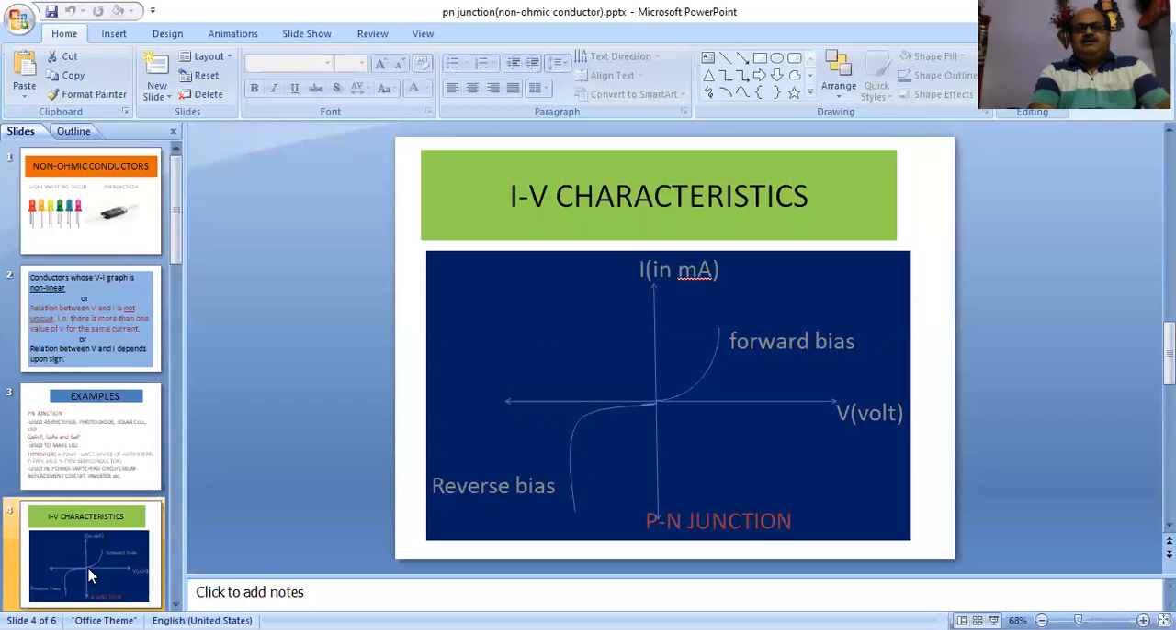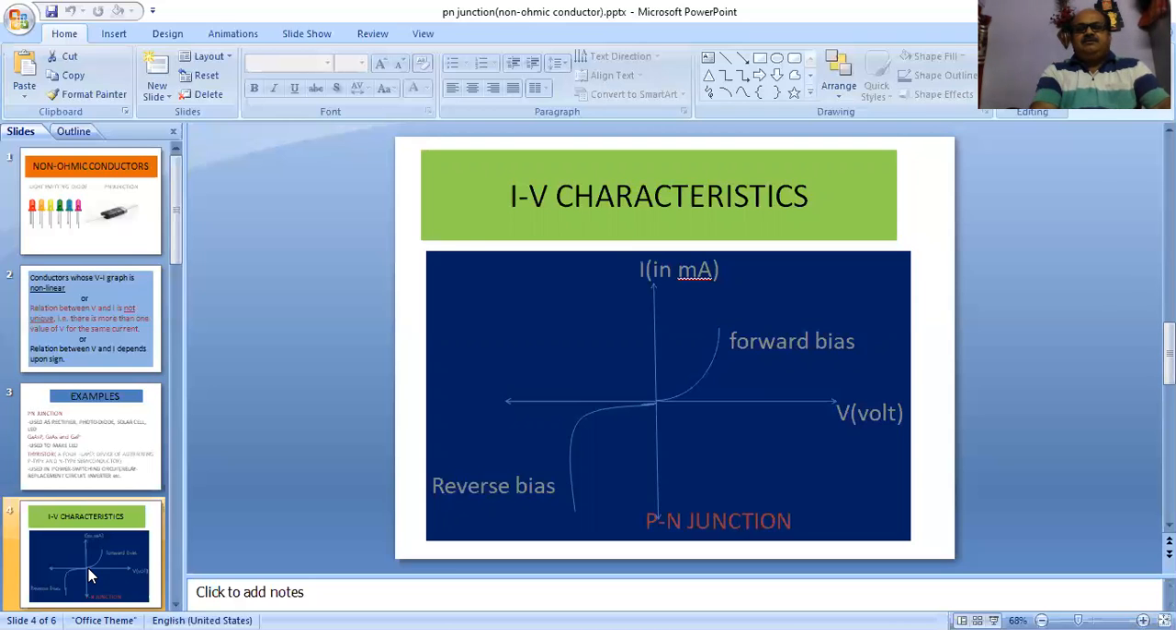This PN junction is connected in the circuit in two ways. First is called forward bias, and second is reverse bias. In forward bias connection, P section is connected with the positive terminal, whereas N section is connected with the negative terminal of the source. And in reverse bias, the connection is reversed, meaning P section is connected with the negative terminal and N section is connected with the positive terminal.